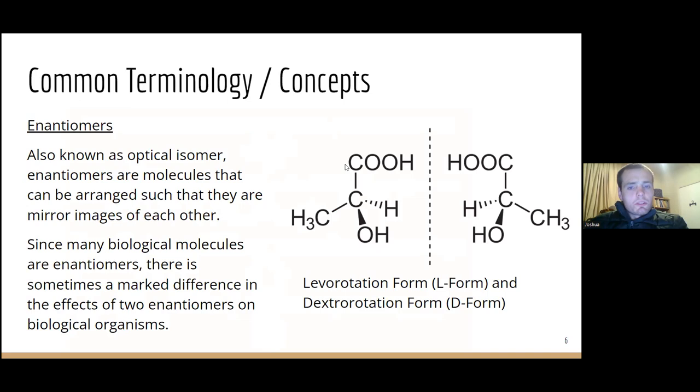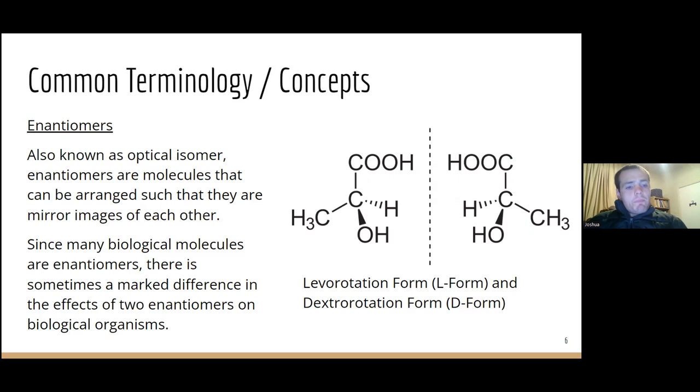So, some common terminology and concepts. The first terminology that will often be used is called an enantiomer. An enantiomer is also known as an optical isomer. They're basically molecules that can be arranged in such a way that they are mirror images of each other. As you can see on the right here, there's a carbon atom with a tetrahedral shape, and it can be arranged in slightly different ways so that they become a mirror image of each other.